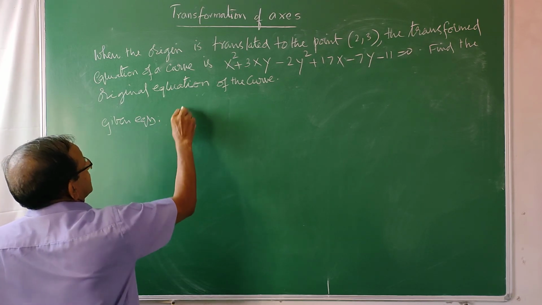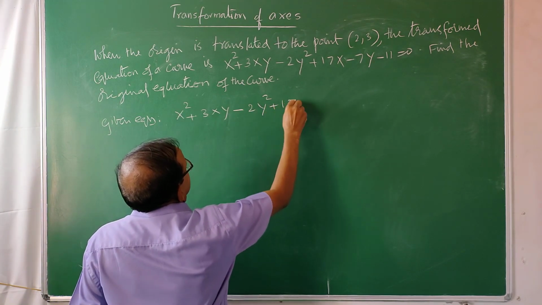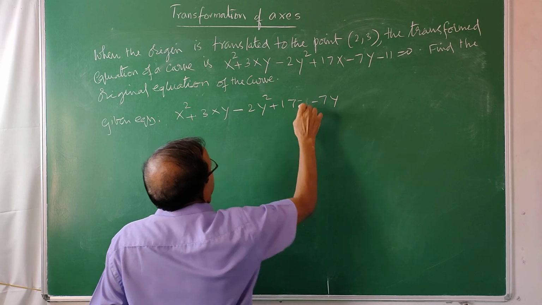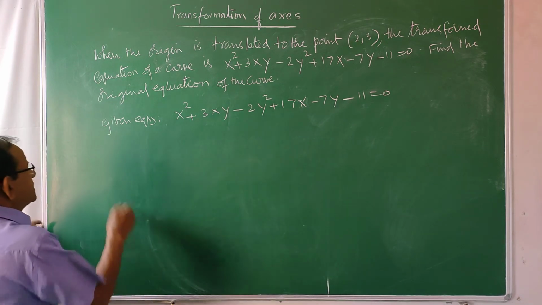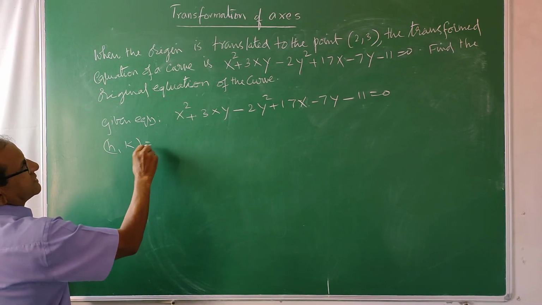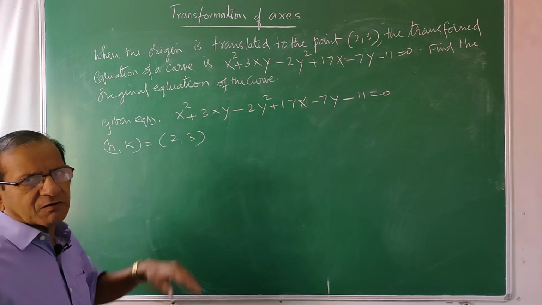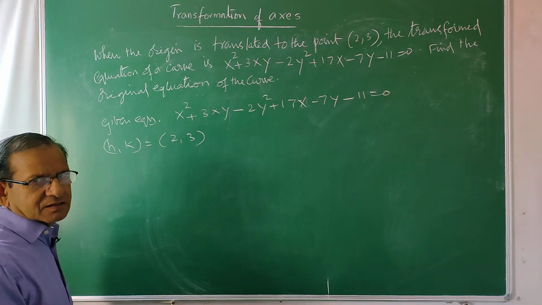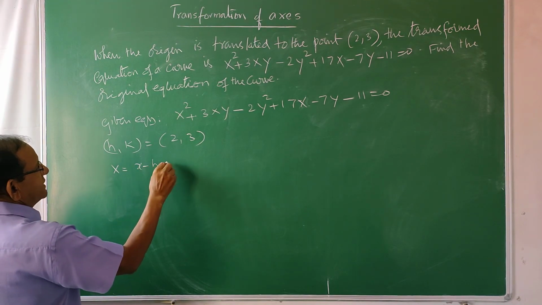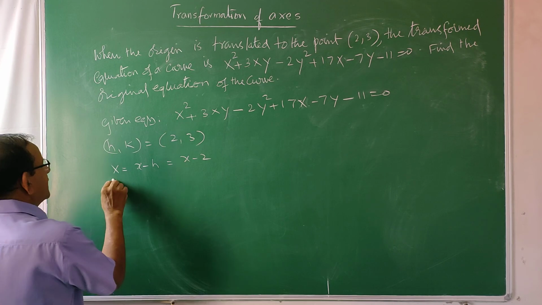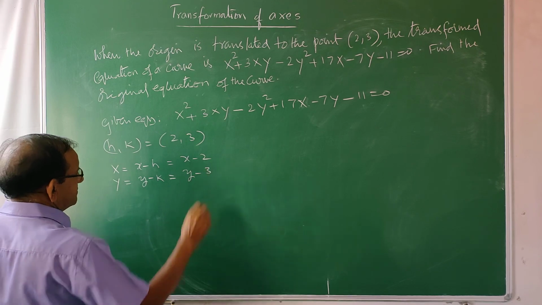First of all, let us write the given equation. Given equation is x square plus 3xy minus 2y square plus 17x minus 7y minus 11 is equal to 0. Now hk is given as 2 comma 3. Now I have to convert this equation into small x small y. So what is the relation now? Big X is equal to small x minus h, that is small x minus 2, and big Y is equal to small y minus k, that is y minus 3.